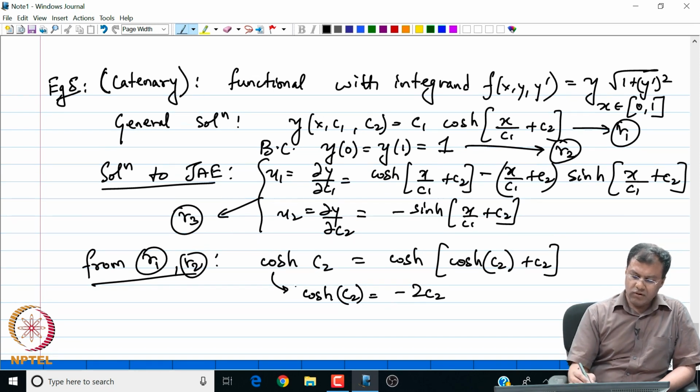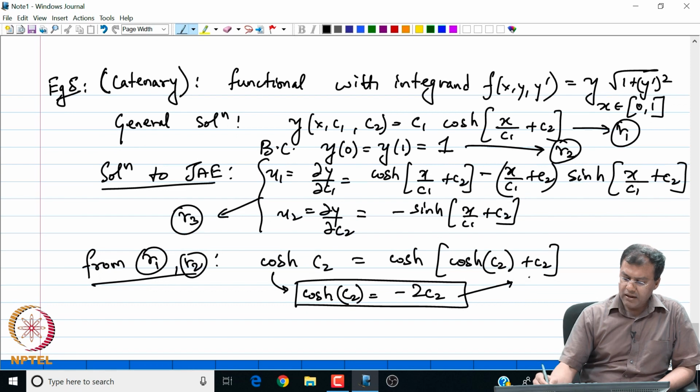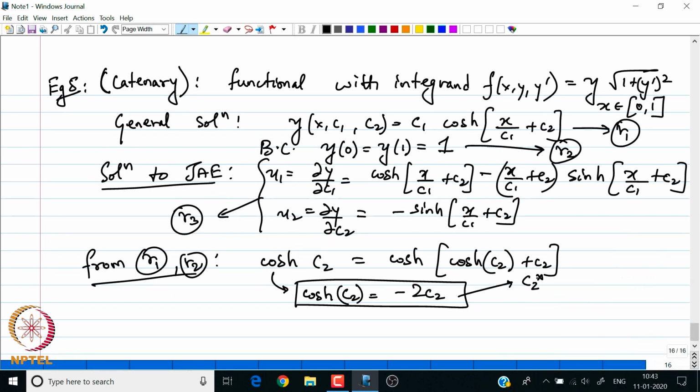I can directly solve this. This is my transcendental equation that I solve. I know that there are two solutions to this problem. Let me denote those two solutions. One of them, C2 of 1, is minus 0.6, and the other solution I get is minus 2.1. That is the solution to these two equations.